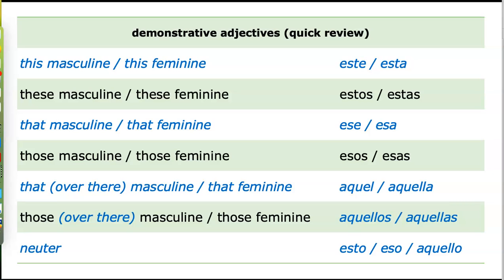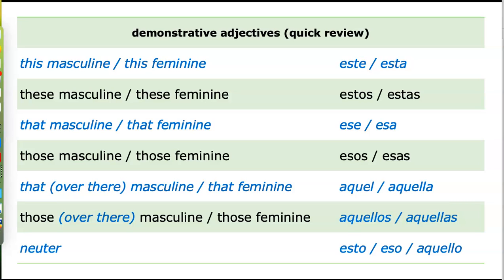There are two ways to say that or those in Spanish. We can say that as in ese or esa, or those, esos, esas. But if something is further away from us, we want to indicate that by using aquel or aquella, or for the plural, aquellos and aquellas.